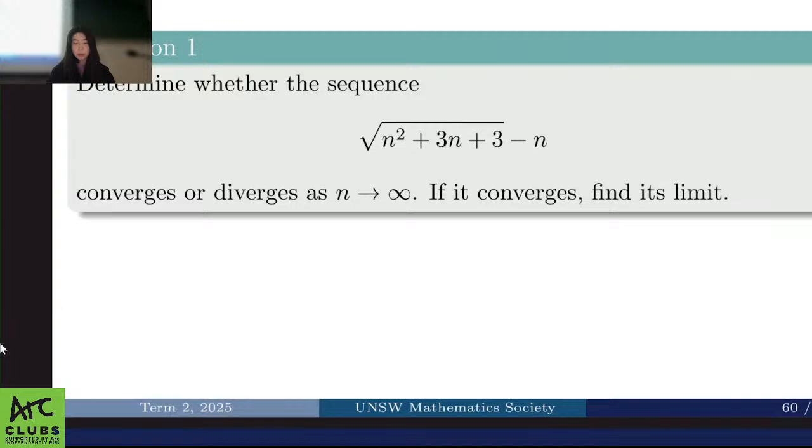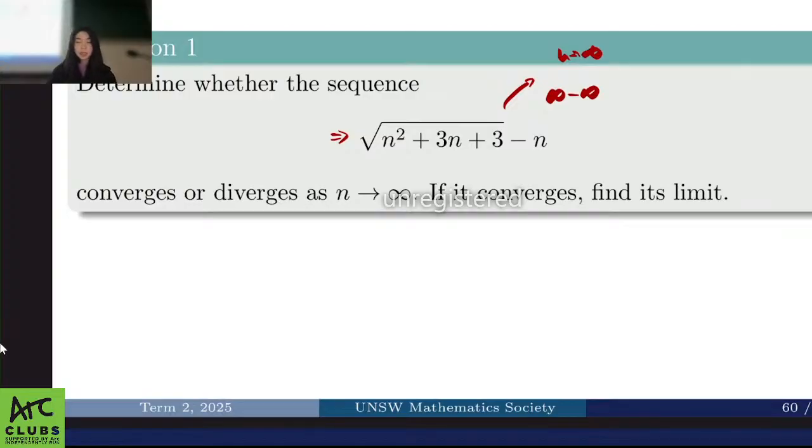We want to determine whether the sequence converges or diverges as n approaches infinity. And if it converges, we want to find its limit. So essentially, a lot of these questions are similar to 1-141 and 1-131, where you were asked to find the limit of certain things. And recall that if we're given something in this form, where you have a square root, and this essentially, as n goes towards infinity, is going to become infinity minus infinity, right? Which we cannot evaluate because that's indeterminate.